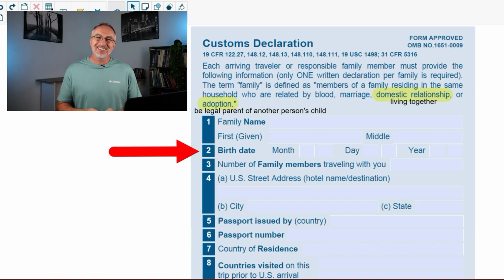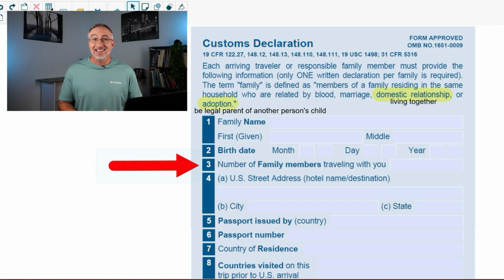Now remember, in the United States, we have the month first, then the day, then the year. I know in other countries, in the UK for example, it's the day, month, year, but here in the United States, it's month, day, year. Then because we said this form is for all of your family, you need to put how many members of your family there are. Now this is not including you, okay? So you need to put down all of the other people you are traveling with in your family.